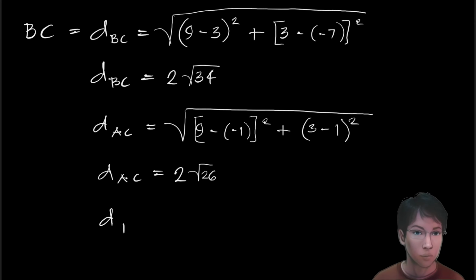Then next is distance AB. Oh, not BC, AB. So distance AB.